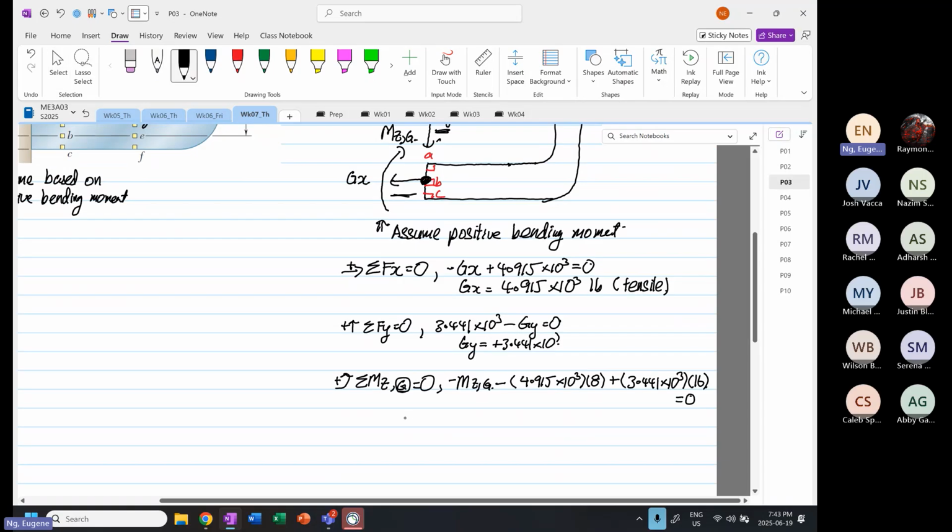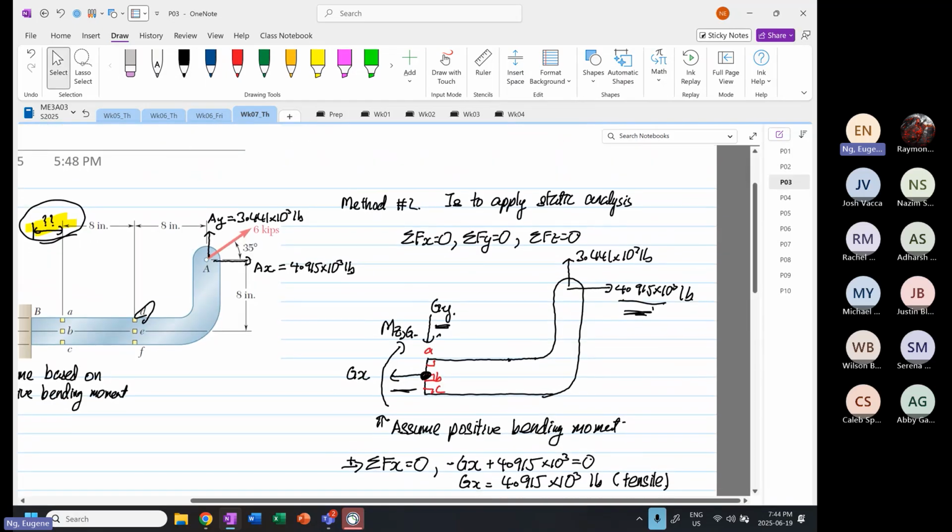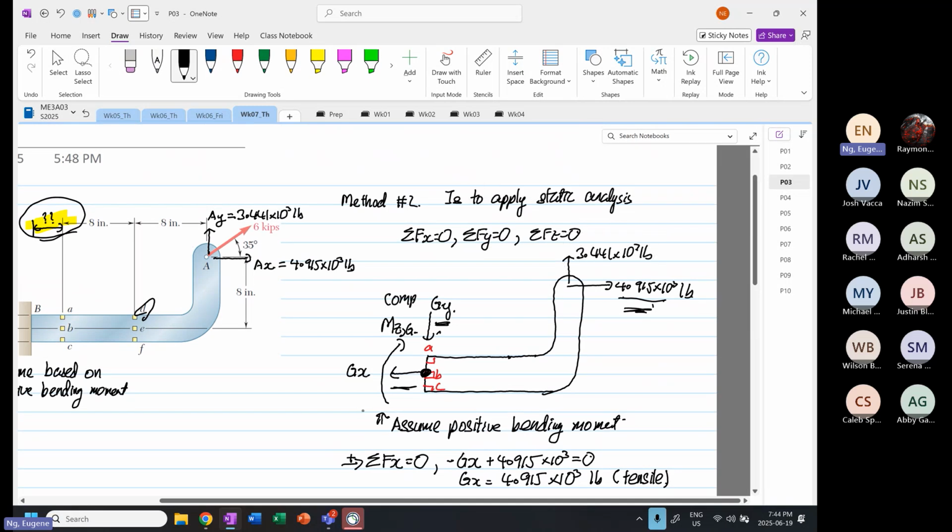So finally, MZ at point G will be equal to what? Will be equal to minus 4.915 times 10 to the power 3 times 8 plus 3.441 times 10 to the power 3 times 16, which is equal to positive 15.736 times 10 to the power 3 pound inch, and the direction is going this way is correct. So i.e. over here is compression again. Down here is tensile.